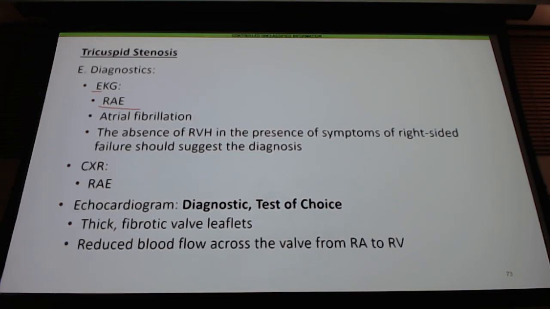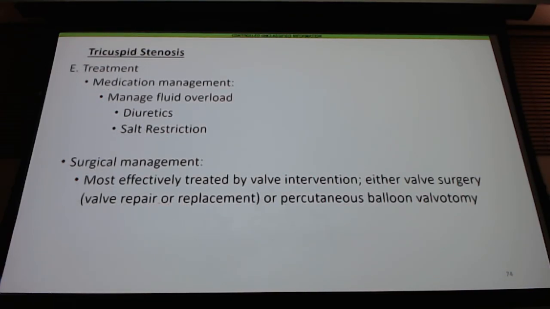EKG, you see that right atrial enlargement. Again, this only affects the right atria, doesn't affect the right ventricle, so you don't get right ventricular hypertrophy with this. But your echocardiogram is going to be your test of choice again, because you're going to be able to measure that and measure the secondary consequences of that.